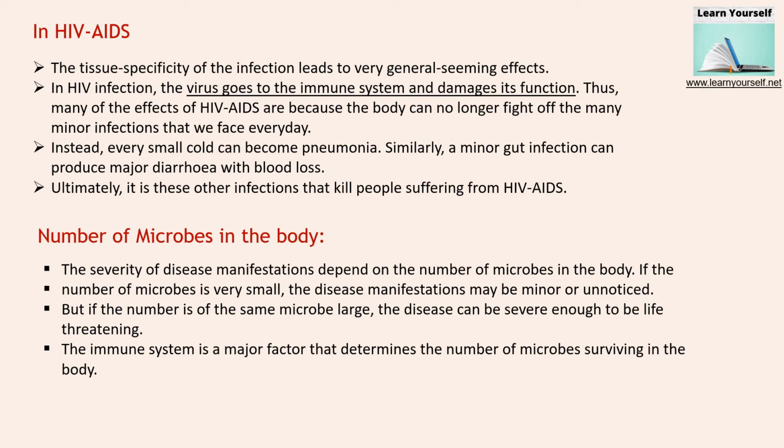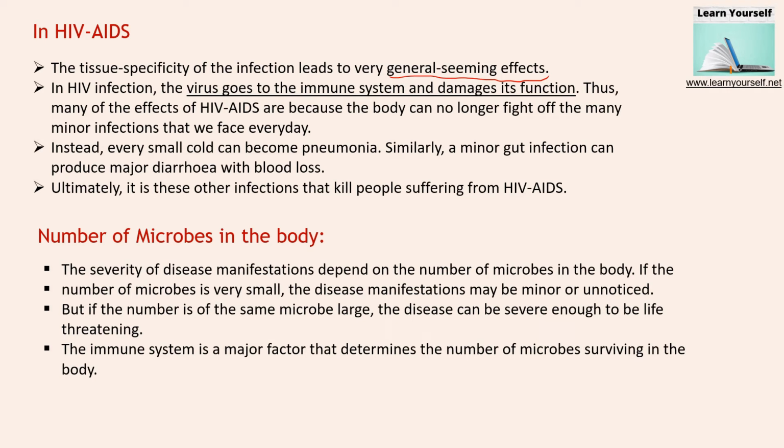Now one special disease we are discussing is HIV/AIDS. Now we are going to discuss what happens to the immune system when we have an HIV/AIDS viral infection. So the first point is that the tissue specificity of the infection leads to very general seeming effects. What is the meaning of very general seeming effects? It means very minor symptoms or minor disease symptoms that a person will see in his or her body when he or she has HIV/AIDS infection.